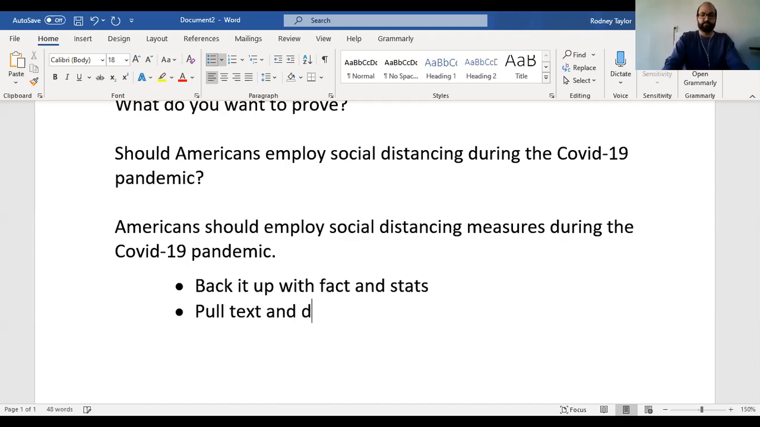Whatever. We're going to get this. Direct quotes. And then examples. And when you come up with this thesis statement and you give up the facts and statistics, you pull text and direct quotes, and you have examples, I call this backing that thing up.